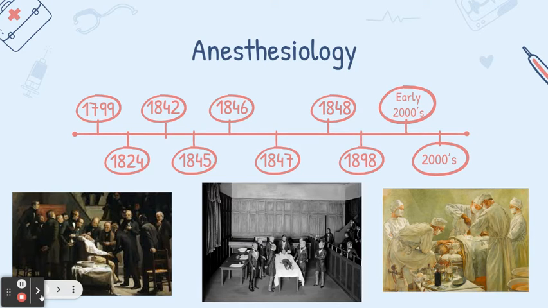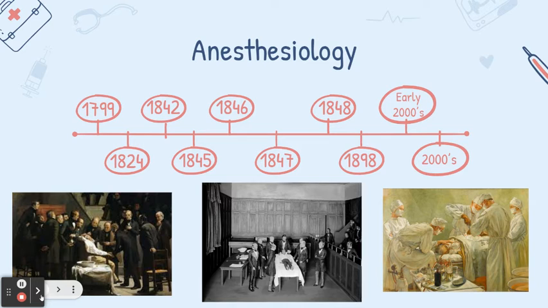In 1846, W.T.G. Morton used ether in an operation again. 1847, Sir James Simpson performed childbirths using chloroform to ease pain. The local use of anesthesia began in 1848. Later on, in 1898, the use of spinal anesthesia had begun, but was not yet inducted into clinical practice until a later time in that same year.